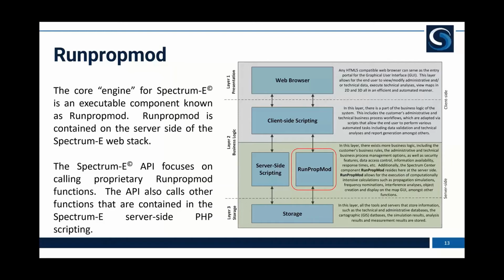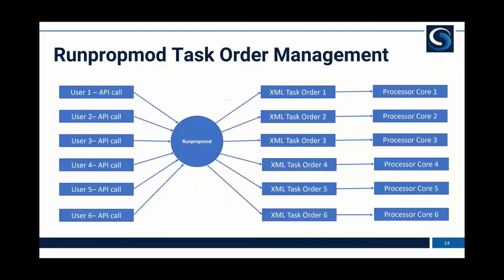So these are propagation functions, these are frequency assignment functions, these can be business rules. We have over 300 business rules that are spectrum management specific for various fields in, let's say, license processing, and various other things that are included in the tool, interference calculations, etc. We'll go over the API in a little bit, but I wanted to highlight how Runpropmod works.